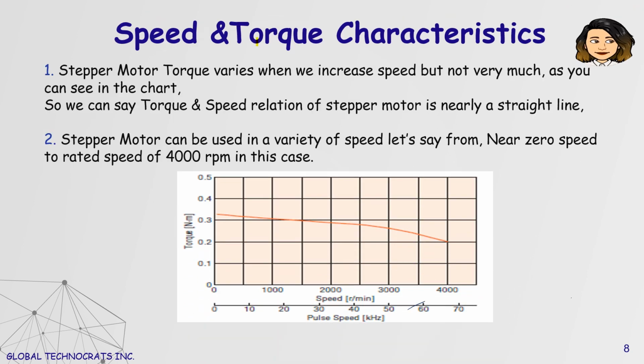Speed and torque characteristic. Stepper motor torque varies when we increase speed, but not very much, as you can see in the chart. So you can say the torque and speed relation of a stepper motor is nearly a straight line. A stepper motor can be used in a variety of speeds, let's say from near zero speed to a rated speed of 4000 rpm in this case.